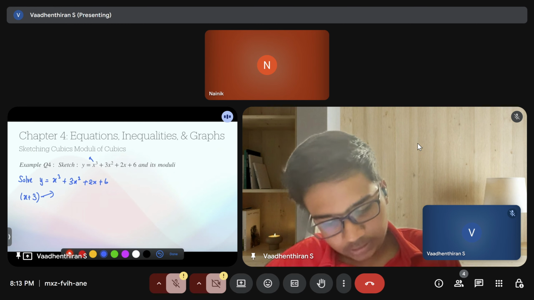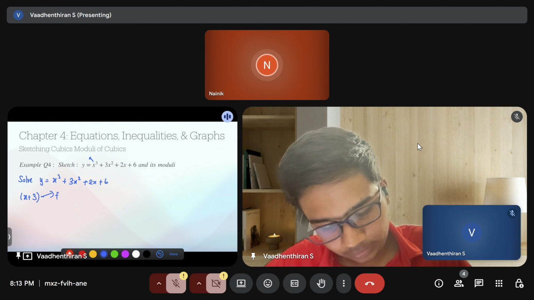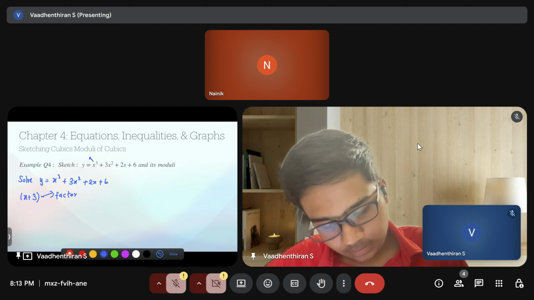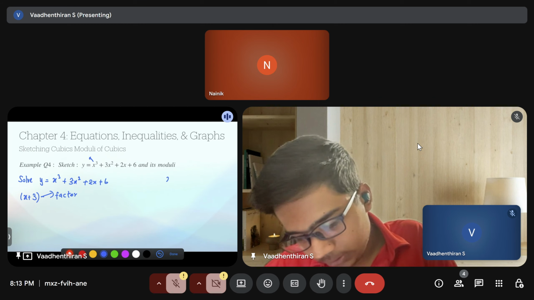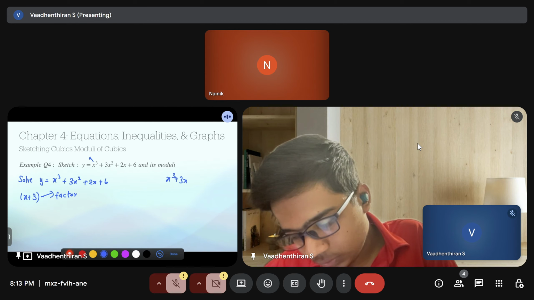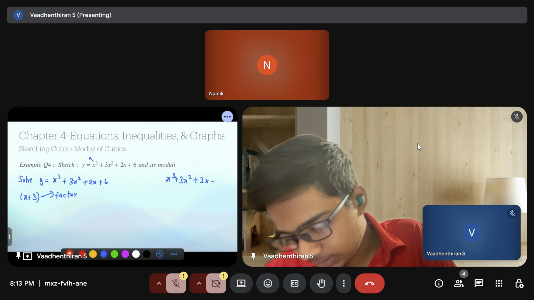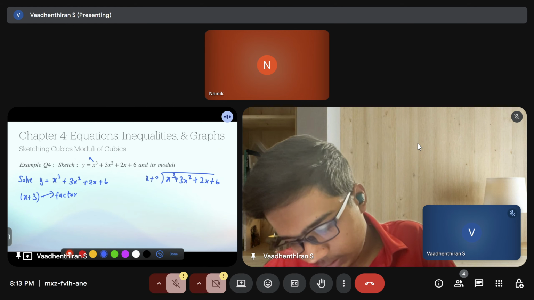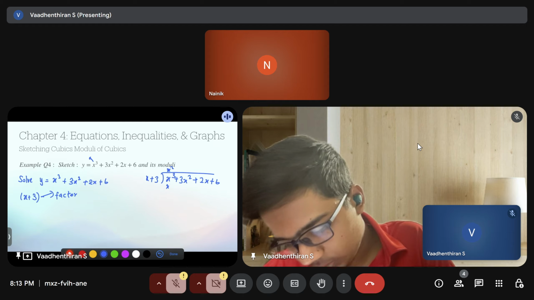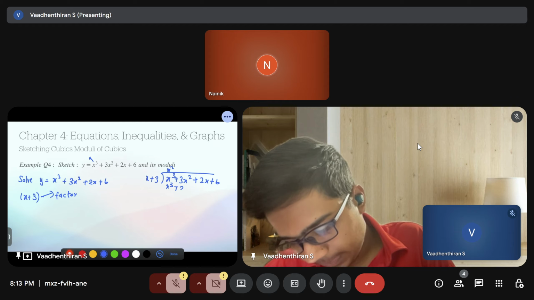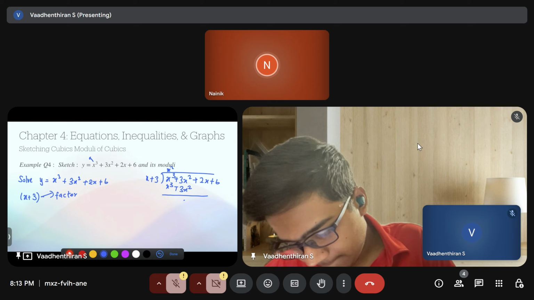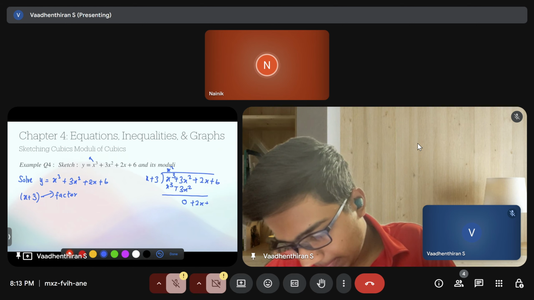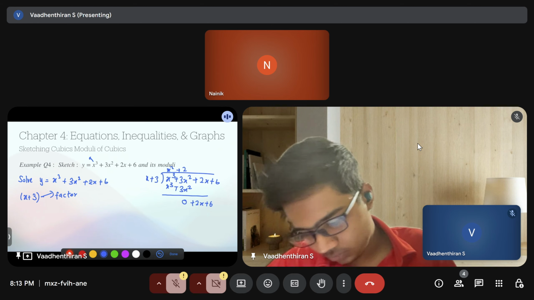Okay, so x plus 3 is one of the factors. Then you can just do the long division: x cubed plus 3x squared plus 2x plus 6, divided by x plus 3. So x cubed gives x squared, and the quotient is x squared plus 2.